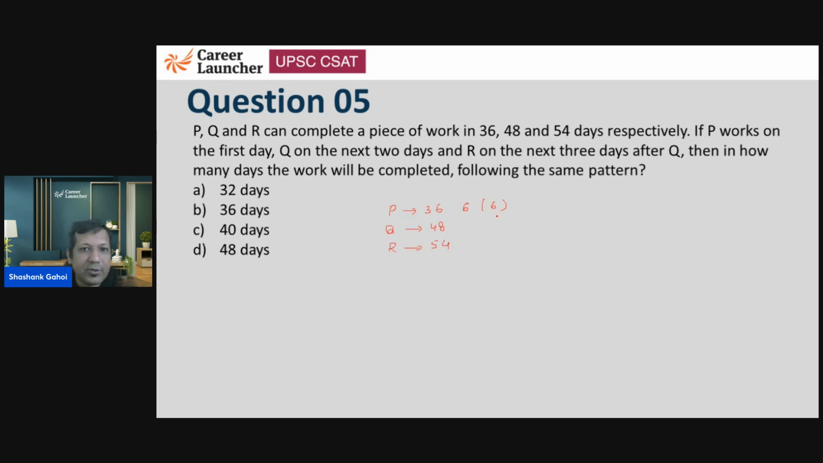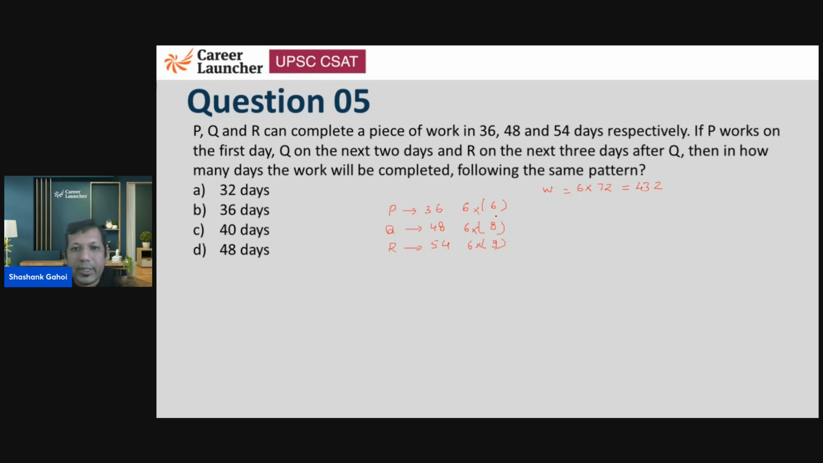I'm going to get 6 into 6, 6 into 8, 6 into 9. Okay. So what is the LCM of 6, 8, and 9? That is going to be 72. So I'm going to assume my total work is going to be 6 into 72. Okay. And that comes out to be how much? 6 2s are 12, 6 7s are 42, 43... sorry, 432. Okay.